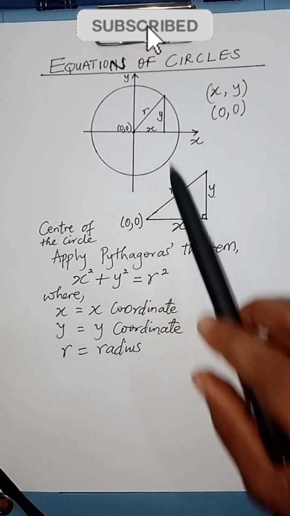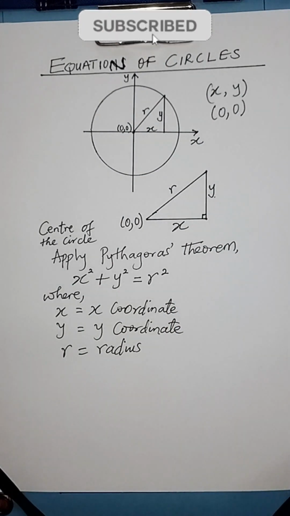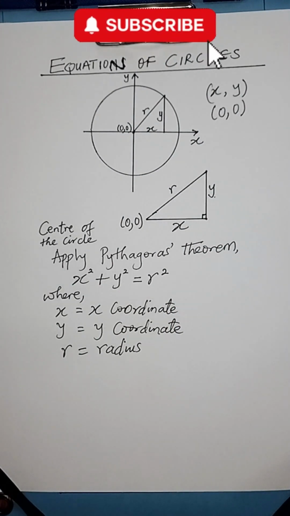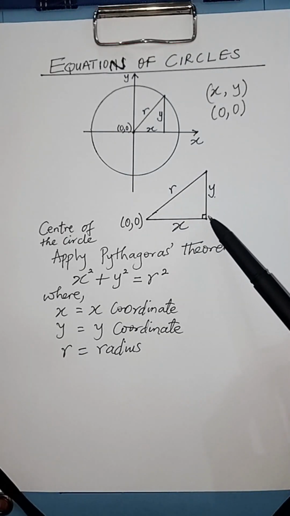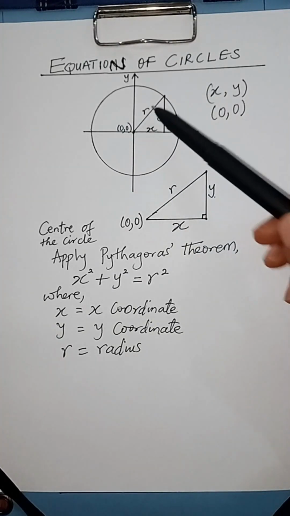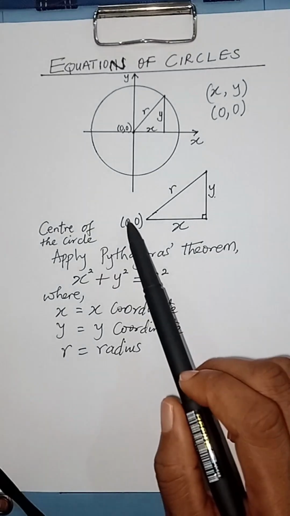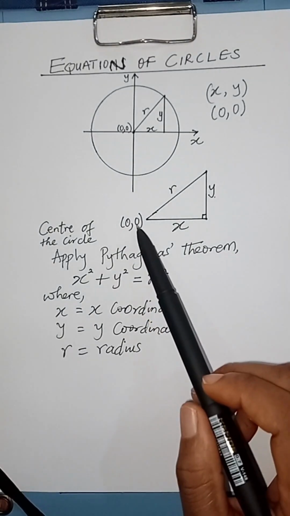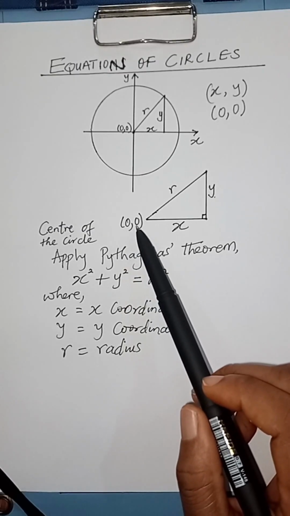Now with this, you can construct a right angle triangle which can help you to come out with the equation of a circle. From this diagram, I have this right angle triangle. It is cut away from the circle, so this is the radius, this is the y coordinate, and this is the x coordinate, and this is the center of the circle, (0, 0), indicating that x is 0 and y is 0.